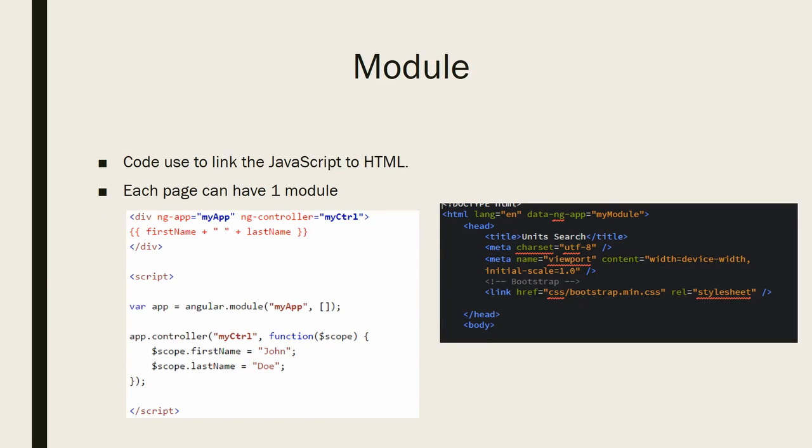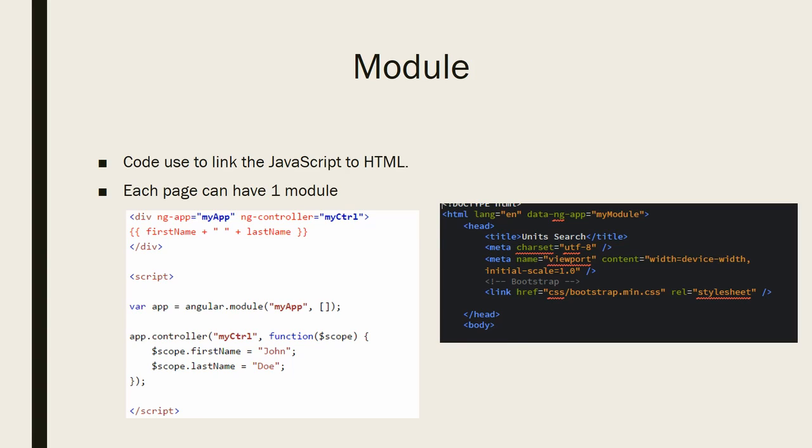Now, module. This is the code used to link the JavaScript to the HTML. Each page can have one module only. So as you can see here, this ng-app is the module. Okay, this whole thing is usually fit here. That means this is the HTML, and module is like a big container. It's like a big tool.